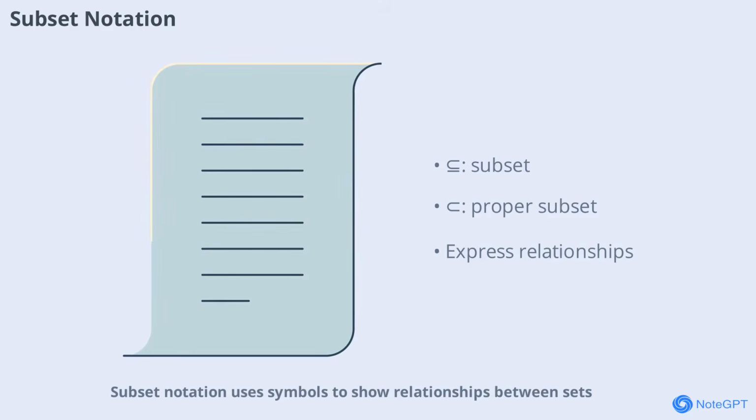Subset notation uses symbols to show relationships between sets. The symbol ⊆ means "is a subset of," while ⊂ means "is a proper subset of." These notations help us quickly express how sets are related and compare their contents.